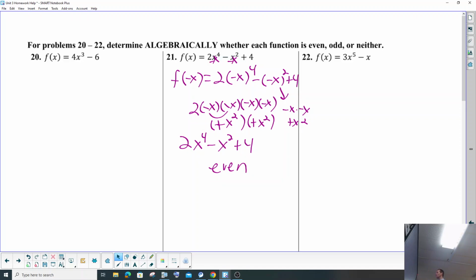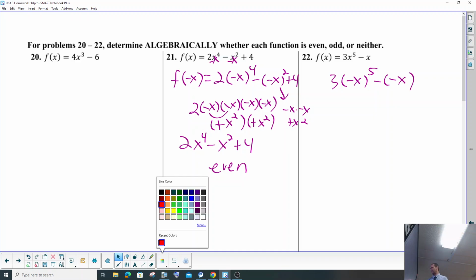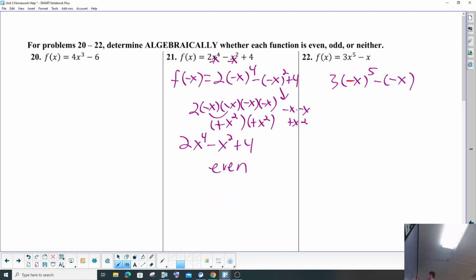Well, how do we know if it's odd or not? So is it odd? Well, if it's odd, you go ahead and plug that in there, and you should get something a little different back. Again, I'm plugging in a negative x. So negative, negative, negative, negative, negative, 5 negatives is still negative, right? Because negative is positive, negative is positive, and then the negative changes at the end. So that's going to be a negative 3x to the 5th power minus, and then this is going to be negative times a negative is a positive x.